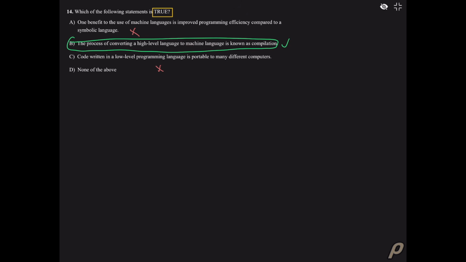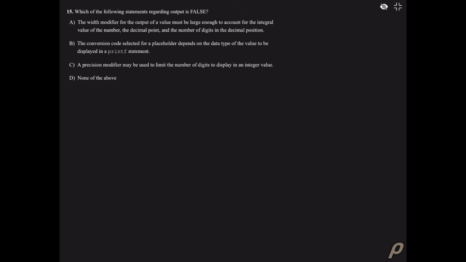All right, moving on to 15. Now this one, got to pay attention, because this one's asking which one is false, not which one is true. So let's figure out which one is false. Let's check out this first answer option. A states that the width modifier for the output of a value must be large enough to account for the integral value of the number, the decimal point, and the number of digits in the decimal position.